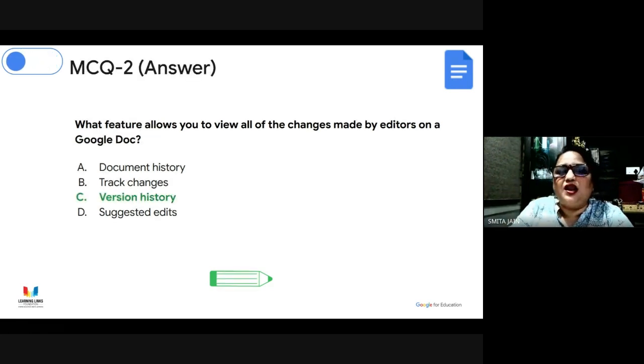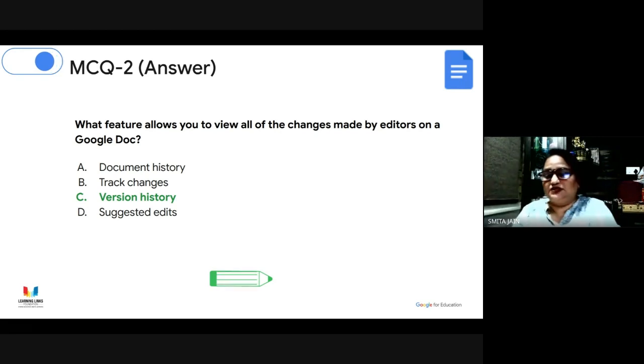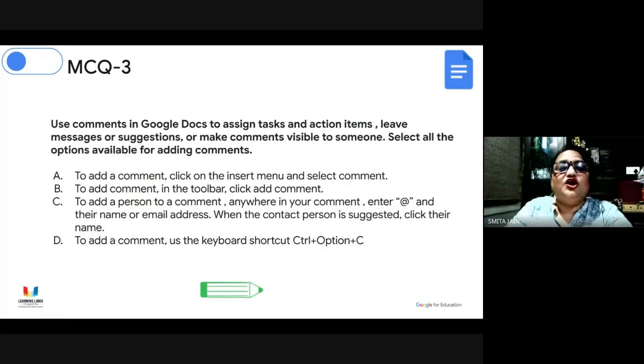Now coming to the third question. Use comments in Google Docs to assign tasks and action items, leave messages or suggestions, or make comments visible to someone. Select all the options available for adding comments. I've told you many options. Which one is correct? There is more than one correct option here.